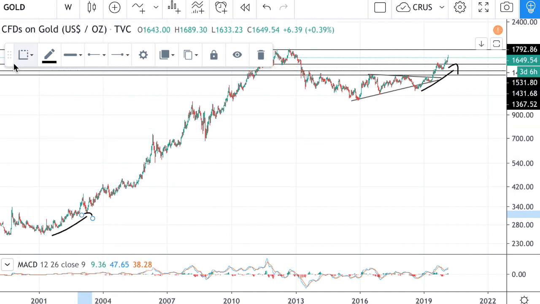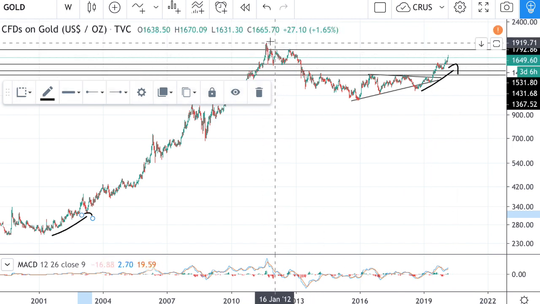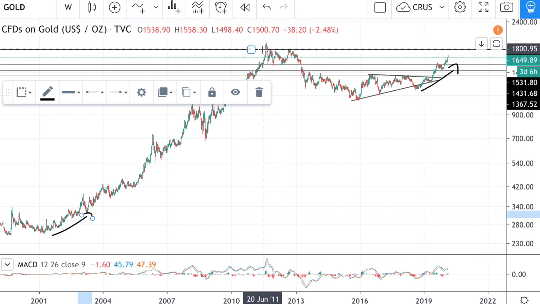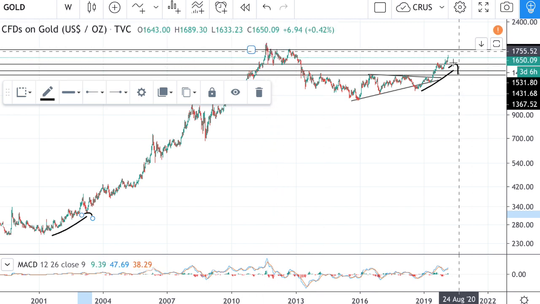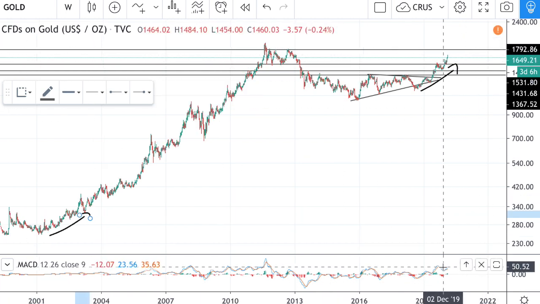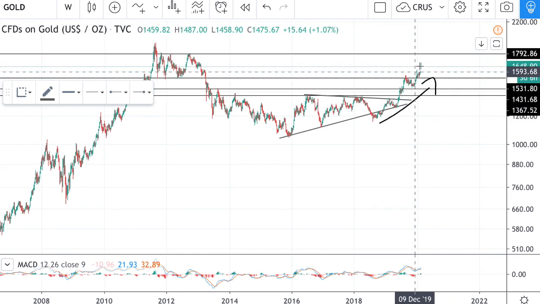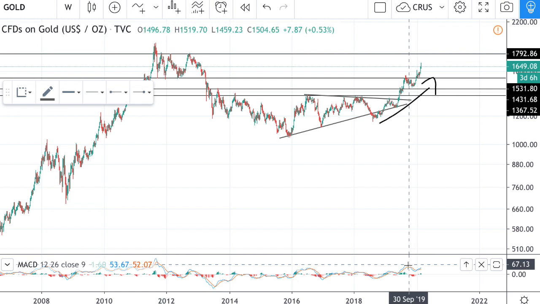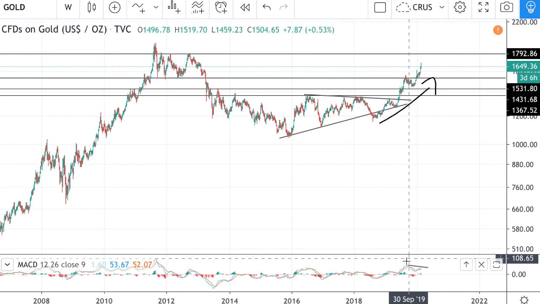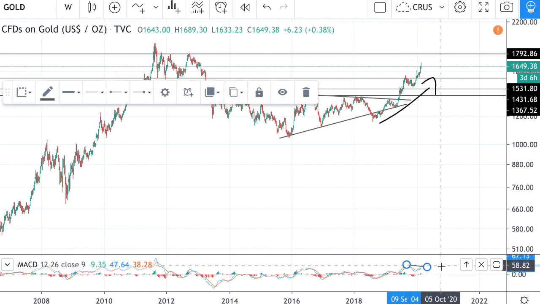Well, it would not personally surprise me if we surpass these all-time highs we saw in 2011 in a very short amount of time. Now we do have divergence here on the MACD. You can see we're making a higher high right there, and the MACD is actually forming a lower high. So that could be, if you are bearish, a sign of a potential reversal in gold.